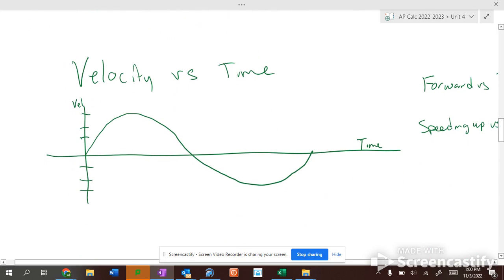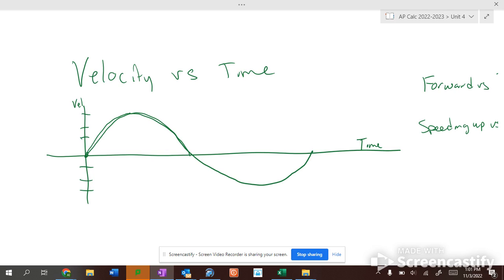Velocity versus time. Here, and I think everybody can understand this, you're speeding up. Okay? What are you doing on this part? You're slowing down. Okay? Here, what are you doing here? You're speeding up in the opposite direction. Here, you're slowing down in the opposite direction.